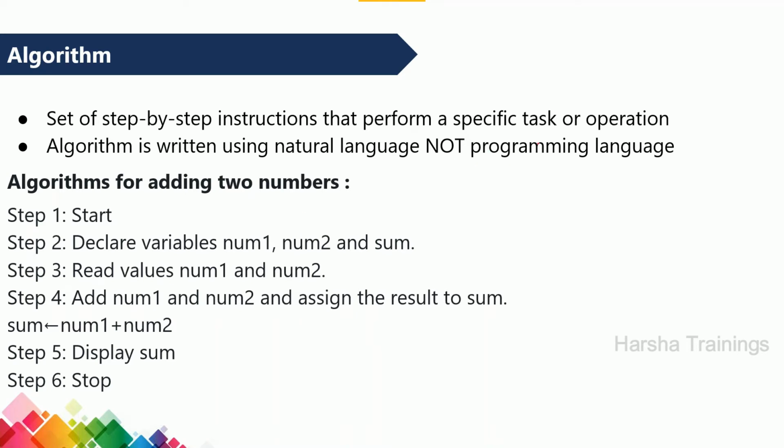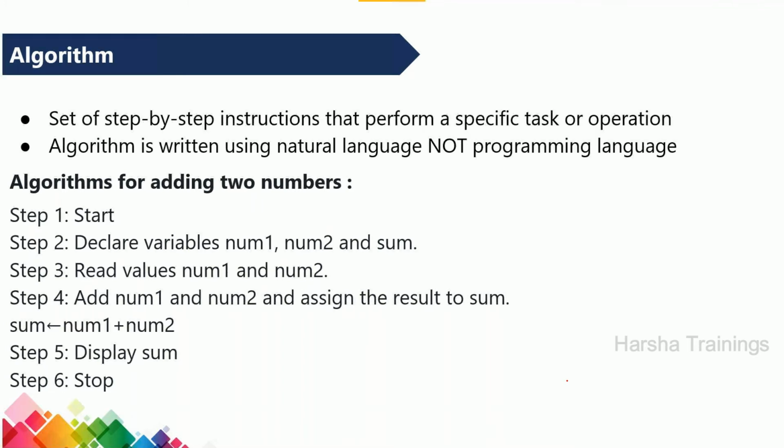Natural language, but not the programming language. For example, if you want to perform addition of two numbers, what is the first step? Starting. Next you have to declare the two variables, number one and number two, for input, and to store the result you use a third variable, sum. Then read the values, assign them, perform addition, and display sum. So whatever procedure we are following, you have to know that is an algorithm.